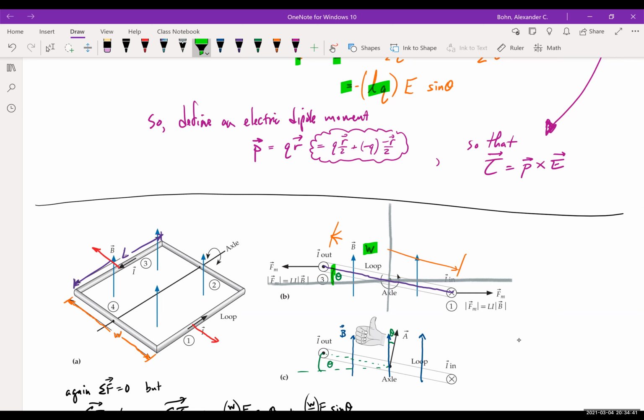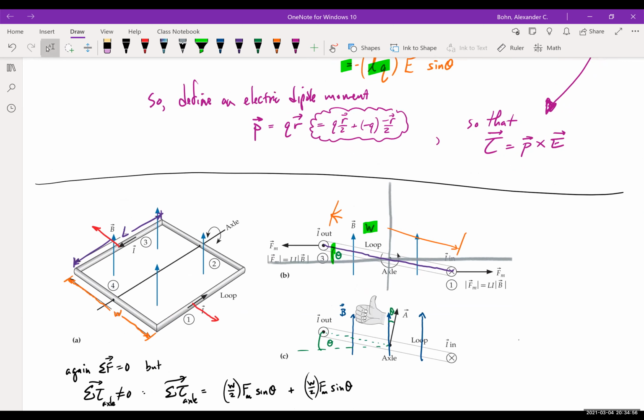The force that acts on leg 3, which is in our left hand as we're doing this, is to our left. The force that acts on leg 1, which is in our right hand, is to our right. But there is a net torque about the axle. From the axle out to the point of action of the force, that's W over 2. That's the magnitude of the action distance vector, the lever arm vector.